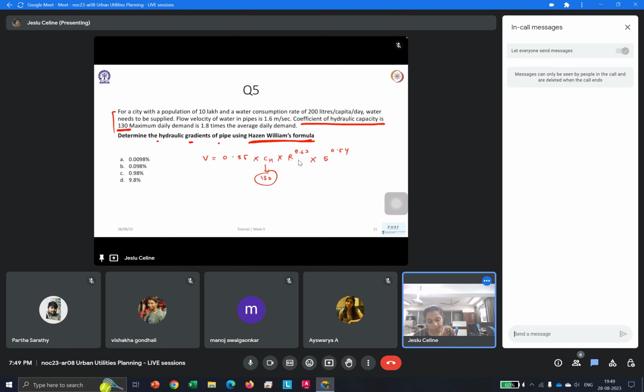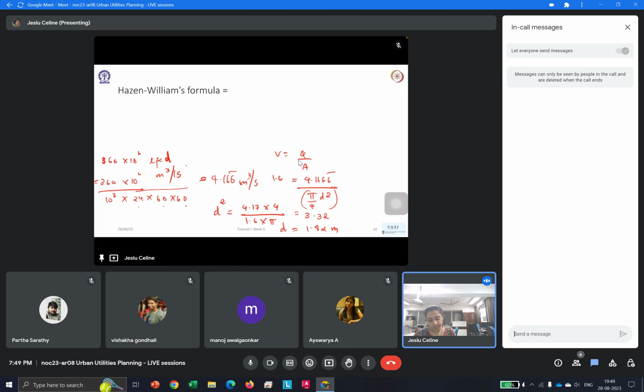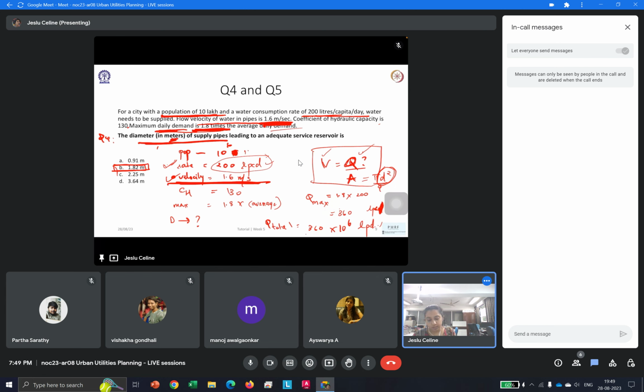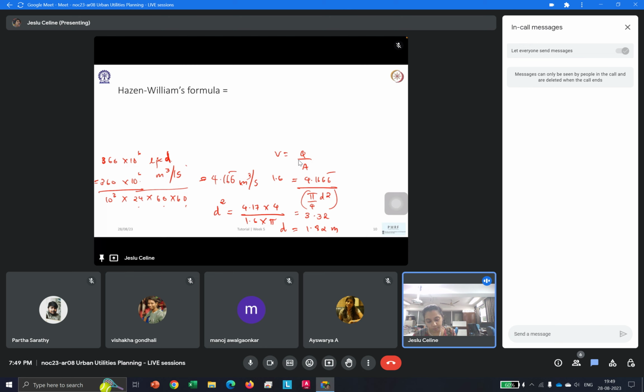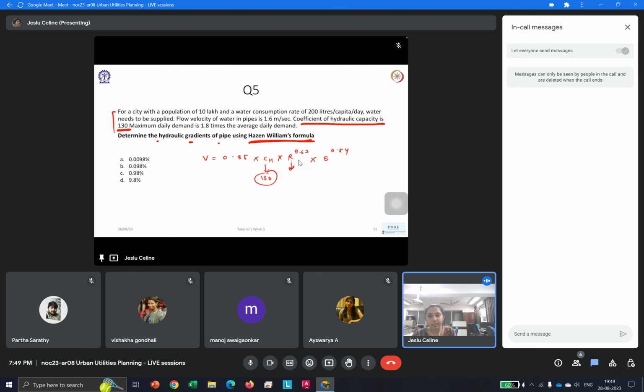Now R, we already found D. So from D, we can find what R is. This D, what we got, is the diameter of the supply pipe, right? Now this R that we are talking about, if we just divide the diameter by 2, will we get R? Is it the same radius and diameter that we're talking about?